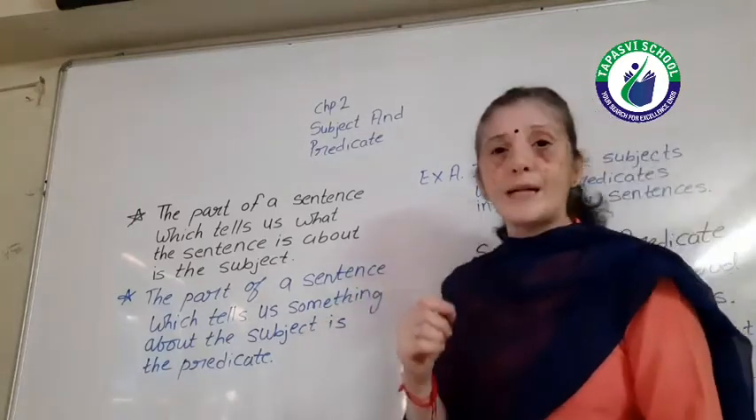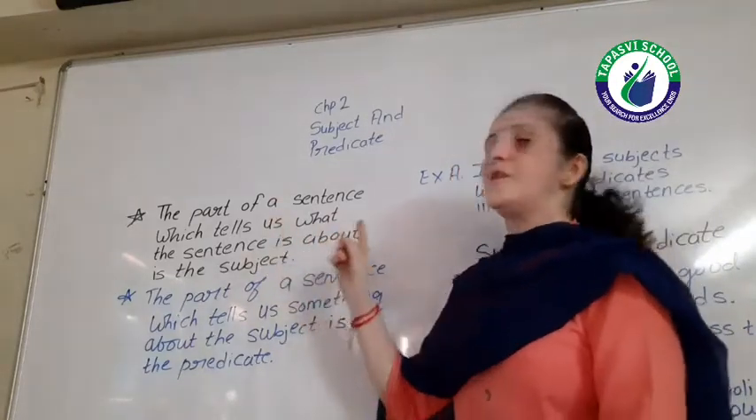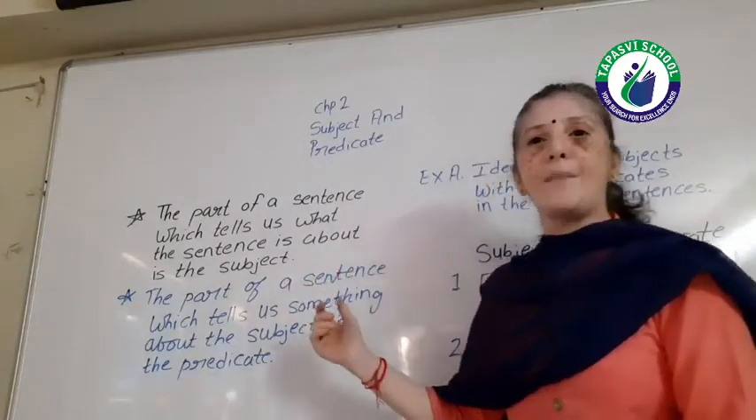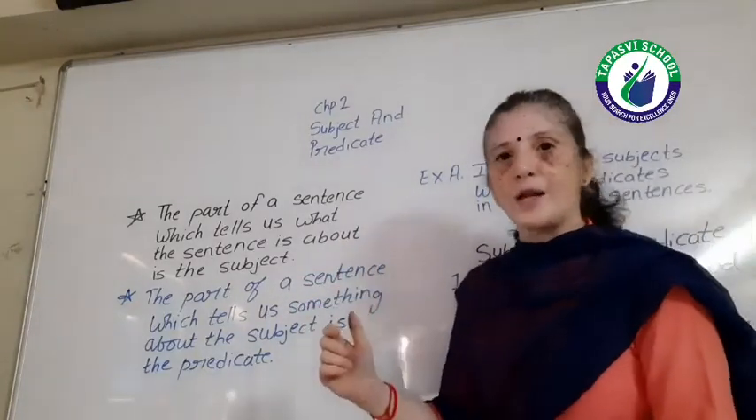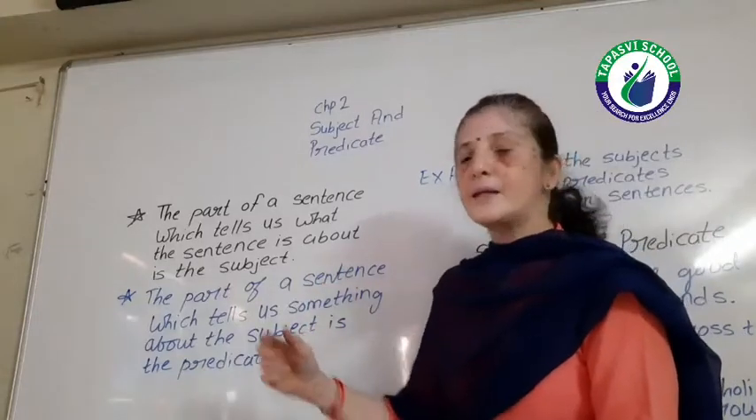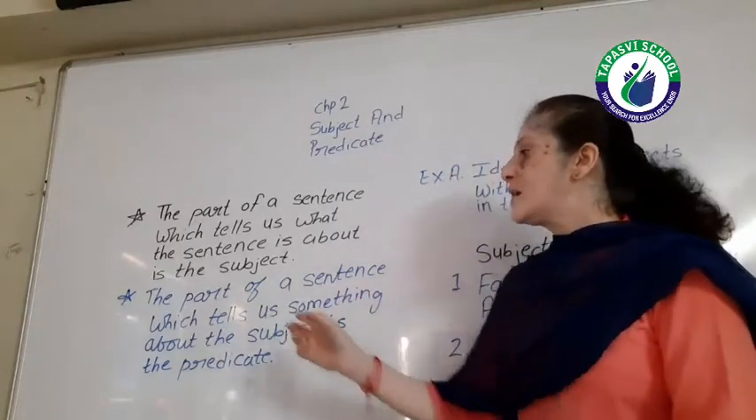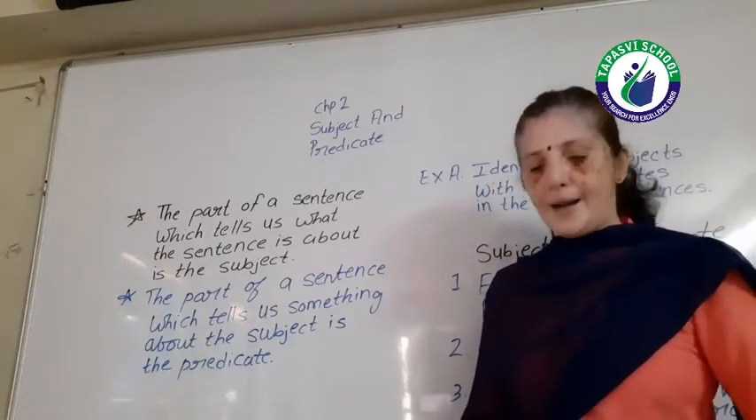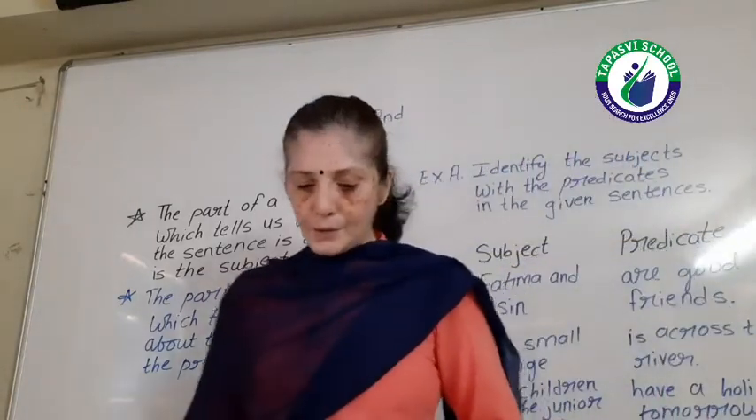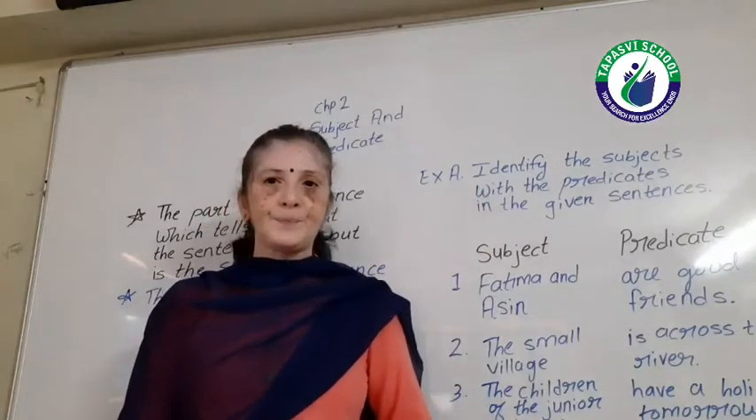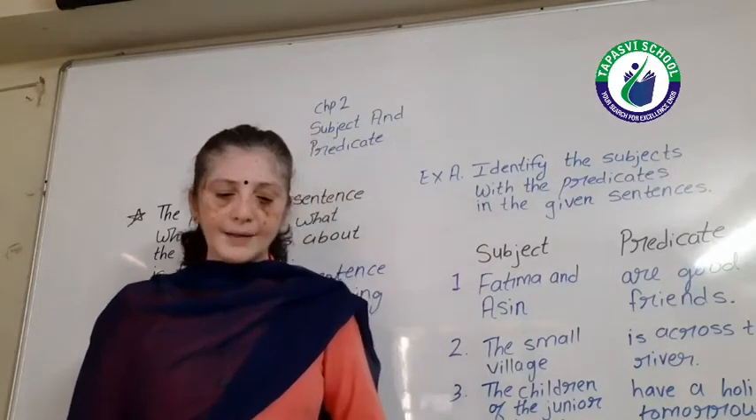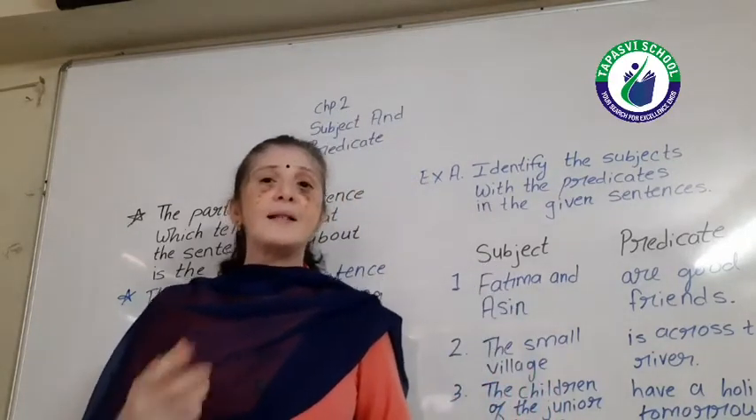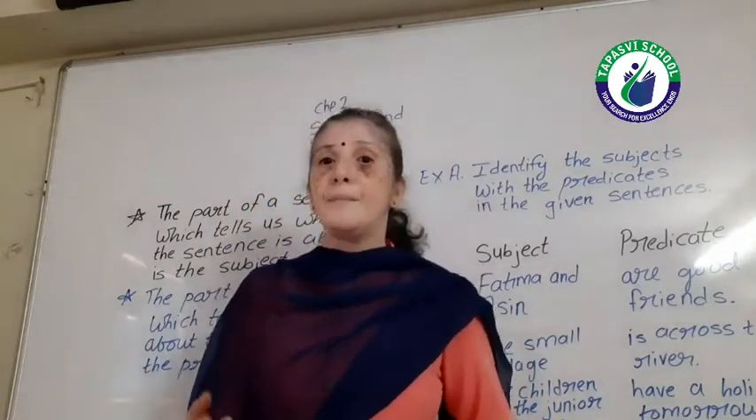Let's revise. What is subject? The part of a sentence which tells us what the sentence is about is the subject. And what is predicate? The part of a sentence which tells us something about the subject is the predicate. Now students, open page number 10. Here, let us read some more sentences. Let's learn what is subject and predicate.